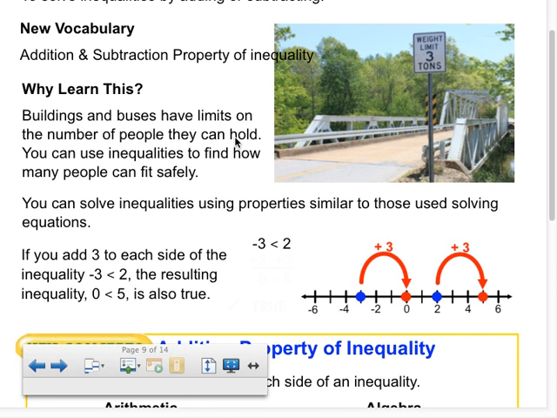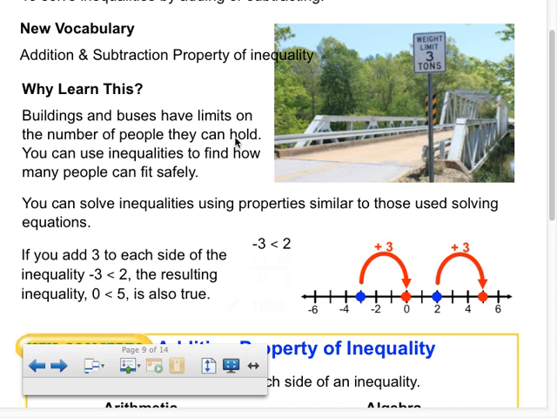buses have limits on the number of people they can hold. You can use inequalities to find how many people can fit safely. You guys look at the bridge. It says weight limit 3 tons. What do you think is going to happen if you drive over that and your vehicle weighs more than 3 tons?